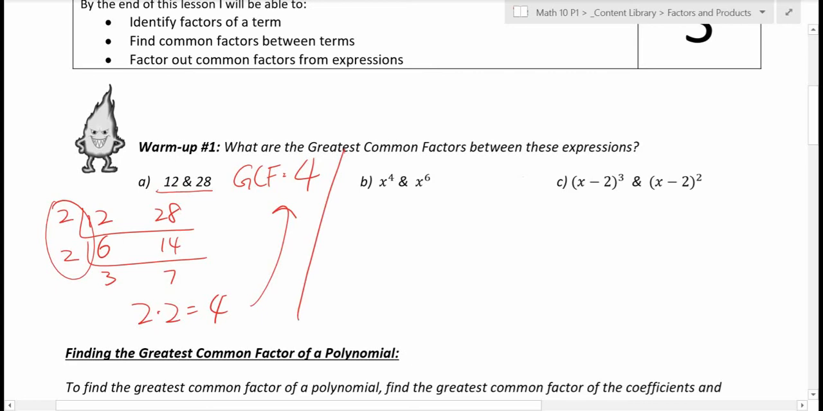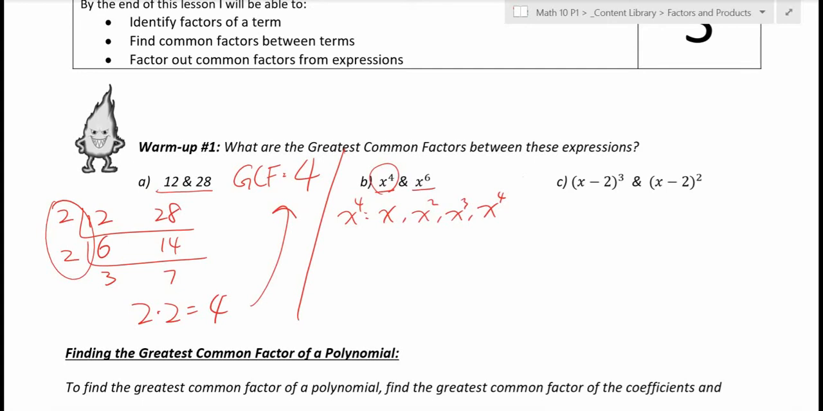Now, we're going to extend that idea to expressions, okay? So recall, a factor is simply something that you can divide these polynomials or these expressions by. So for example, the factors of x to the power 4 would be x squared, x cubed, and x to the power 4. These are all factors of x to the power 4, because you can actually divide x to the power 4 by any of these, okay?